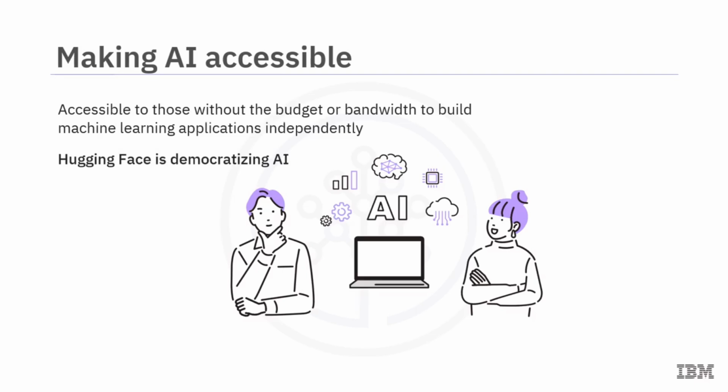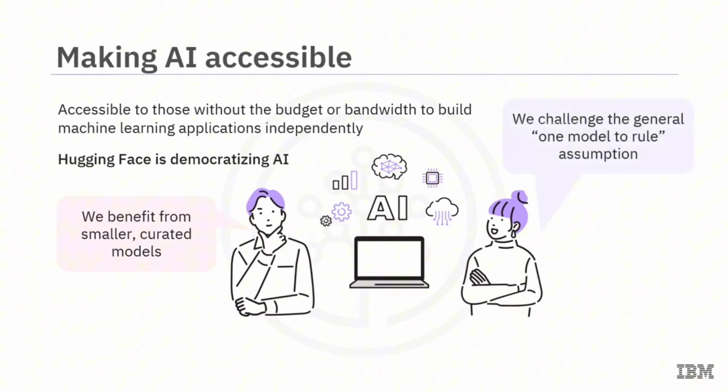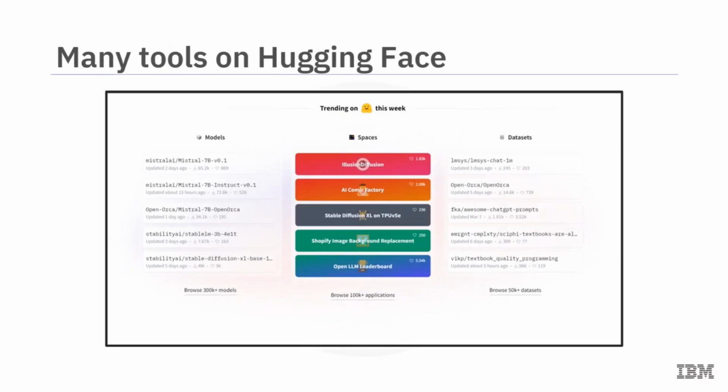Hugging Face is, therefore, credited with democratizing AI as everyone comes together to benefit from smaller, curated models, challenging the general one-model-to-rule-them-all assumption. At first, the Hugging Face community focused on creating transformer-based models to leverage the capabilities of natural language processing, or NLP. However, today, the platform offers various machine learning tools for generating text, images, audio, and video. Currently, the Hugging Face platform hosts over 250,000 open models, 50,000 datasets, and 1 million open demos.